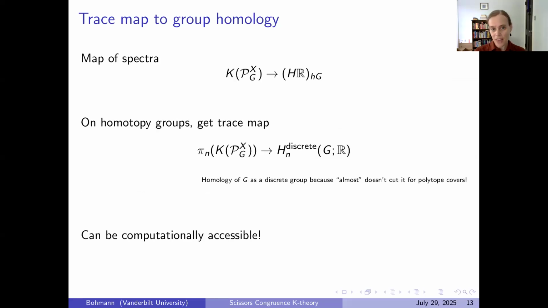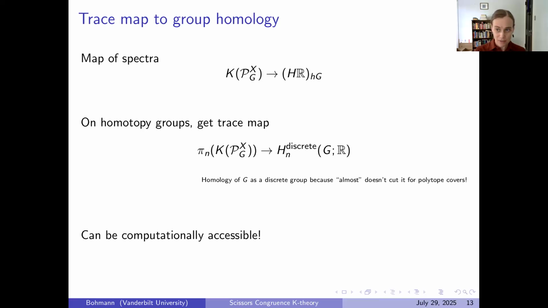But we know what that does, at least on homotopy groups. When we take the homotopy groups of the homotopy orbits of HR, that's really just giving us the group homology of our group G. Because what are those homotopy orbits? Those are like EG smash over G with HR. So that's what we get. We get the group homology of G with coefficients in R.